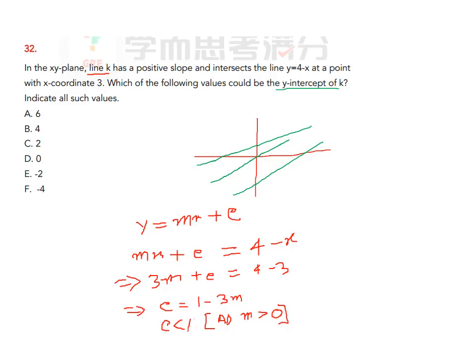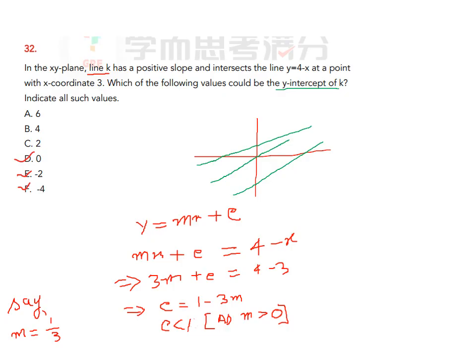So in this case we know that option E and F that has negative y-intercept will be the correct answer. But can I have any other y-intercept? We don't know whether slope is an integer or a fraction. Suppose m equal to 1 by 3. So in this case, what will be the y-intercept? 1 minus 3 into 1 by 3. That is 1 minus 1 equal to 0. So option D also could be the y-intercept of K.